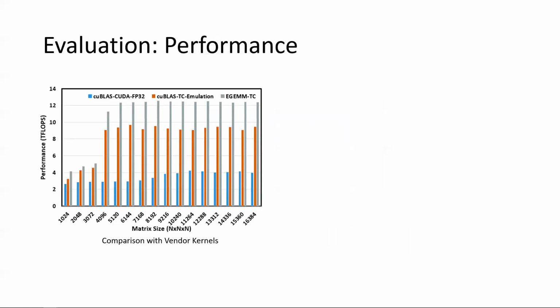On the performance part, we compare with both the vendor kernels and the open source kernels. First, on the vendor kernels, we compare with the cuBLAS kernel on CUDA cores with single precision result. Also, we use the cuBLAS kernel on Tensor cores with half precision to implement our emulation algorithm. Here we see that our EGEMM-TC can outperform both baseline kernels by a large margin.